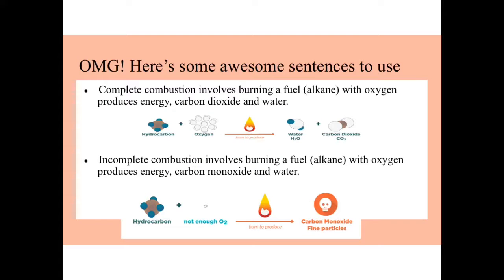So the first is complete combustion. Complete combustion involves burning a fuel, an alkane, so something without a double bond, with oxygen. This produces energy, which we then use to power our cars and fly our planes. An alkane is a type of hydrocarbon. Hydrocarbons use oxygen and burn to produce energy, plus water and carbon dioxide. Carbon dioxide then contributes to the greenhouse effect if it gets into the atmosphere.